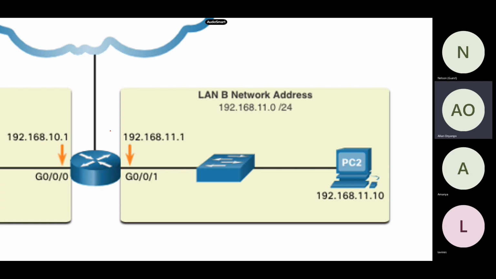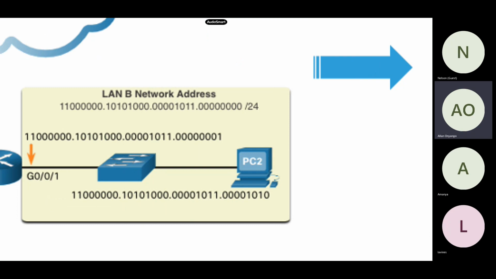Let's see how machines see the same addresses. Machines see the same addresses in form of bits, zeros and ones. So when you say 192, the machine sees it in form of 11000000. Okay? When you say 168, the machine will see it in form of 10101000. All right? And so on and so forth.